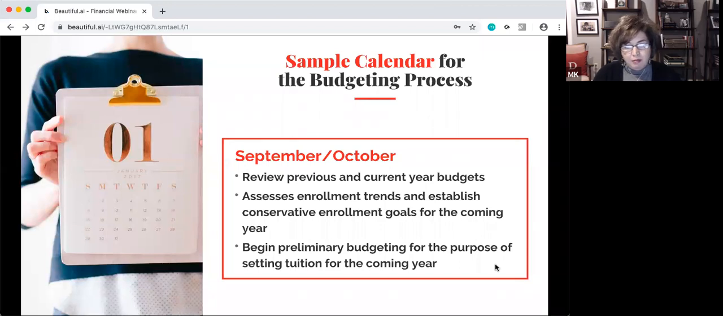We do that because we want to set a preliminary budget for the purpose of setting tuition for the coming year. Setting tuition early is critical for a school because we're going to get out there and market that information. So we really have to begin this process early. The other reason it's important is because it takes time. It takes energy to put together a budget, and we're doing it among all the other things that we do as school heads and as administrators and treasurers, and so it just takes time to gather all that information. So that's why we want to start in September and go into October.